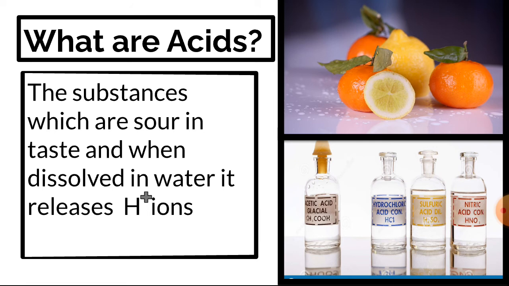Acids are substances which are sour in taste and, when dissolved in water, release H plus ions. More correctly, they release hydronium ions. Also, acids are sour in taste. For example, you can see some pictures of lemon and orange. They both are sour in taste, which means they are acidic in nature.